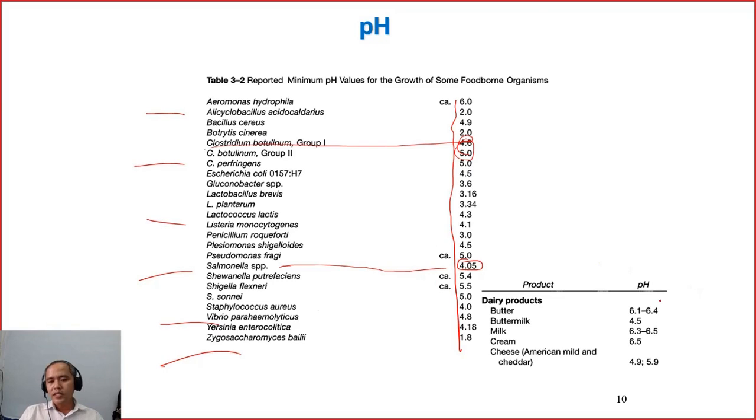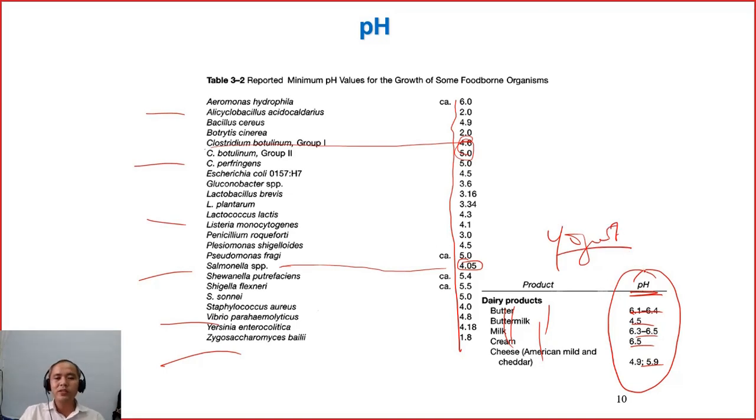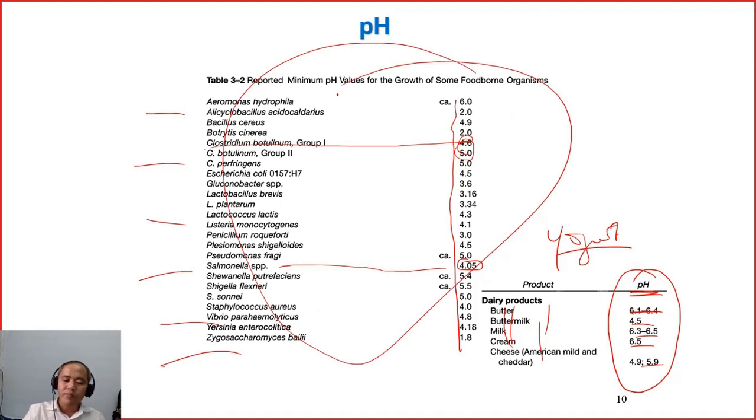And these values are the pH range of dairy products. So normally dairy products have quite high pH, except yogurt. If you make yogurt, then it has low pH, but other products have an average pH value, and that range of pH will not inhibit bacteria from growing.